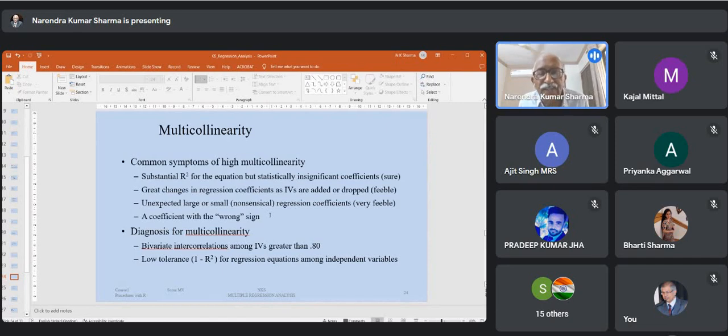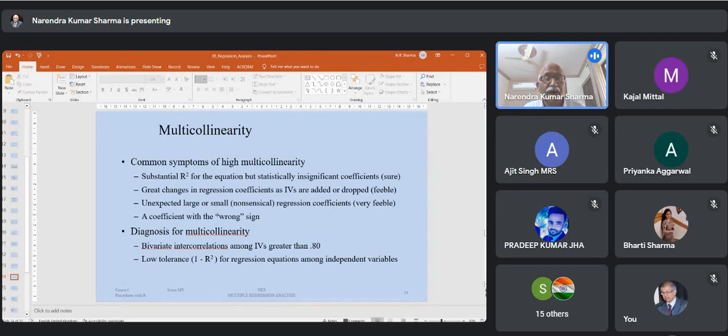Low tolerance: 1 minus R square for the regression equation among independent variables. Suppose there are 3 independent variables, x1, x2, x3. I regress x1 on x2 and x3, nothing to do with the dependent variable. I take these 3 independent variables, regress one of them on the remaining 2, and find out the value of R square. R square should be as low as possible, so 1 minus R square should be as high as possible. Again, if 1 minus R square is about 0.8 or larger than that, then multicollinearity is not a concern. So 1 minus R square should be as high as possible.